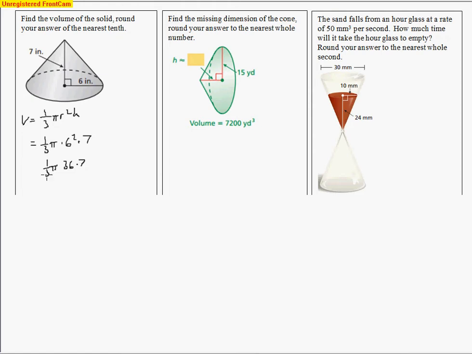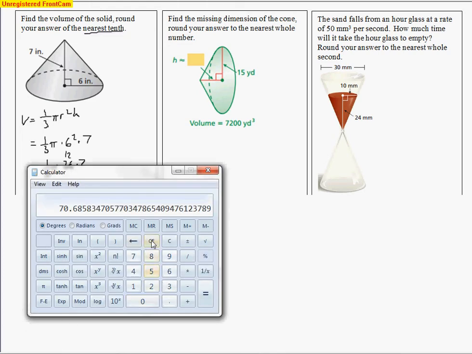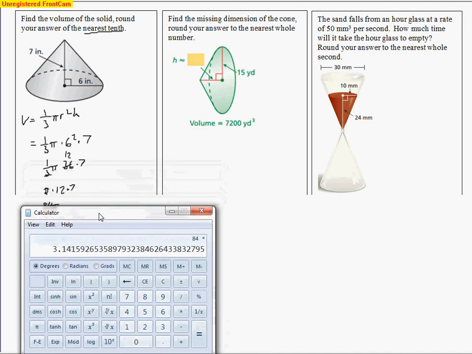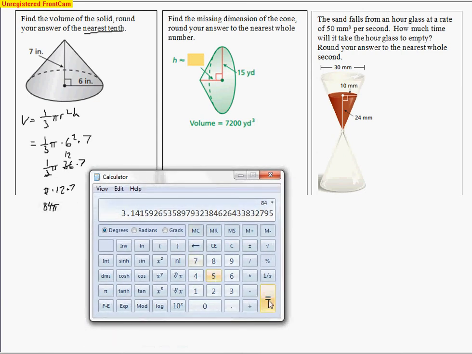Well, 1/3 of 36, 3 goes into 36 12 times. So now I have pi times 12 times 7, and 12 times 7 makes 84. It's 84 pi. That's the exact answer. Let's find out what that is, because we need to round to the nearest tenth. So we'll do 84 times, and then we'll use the pi button again, and that gives us 263.89.